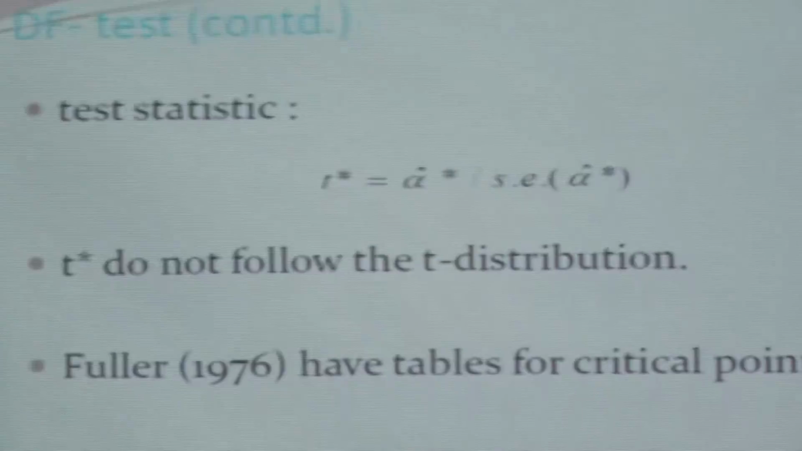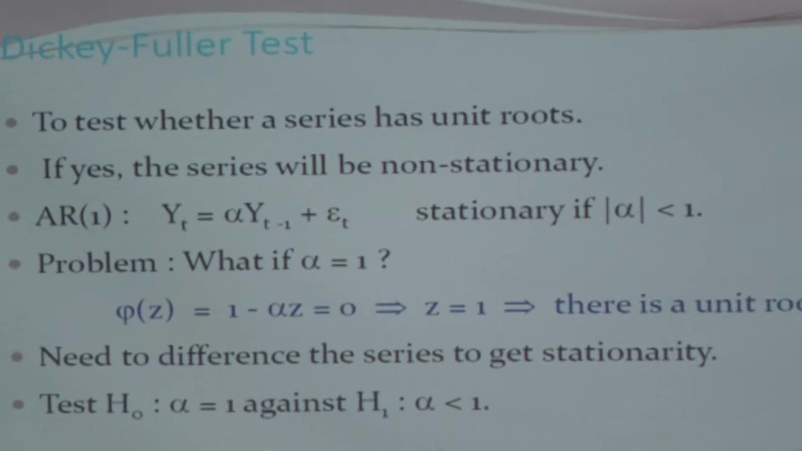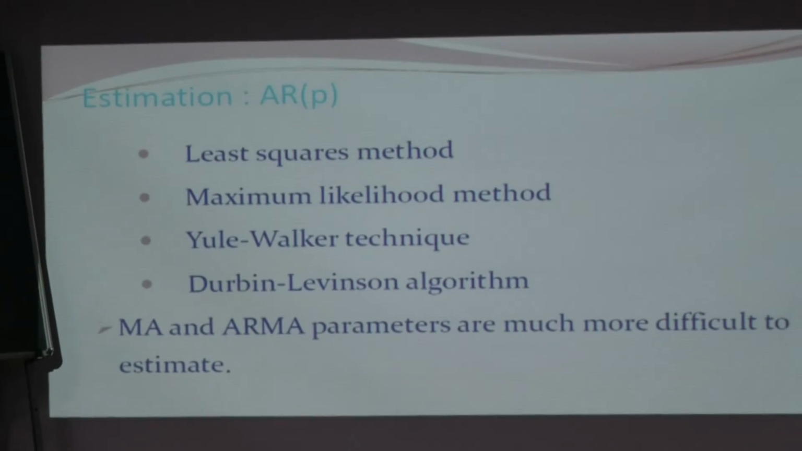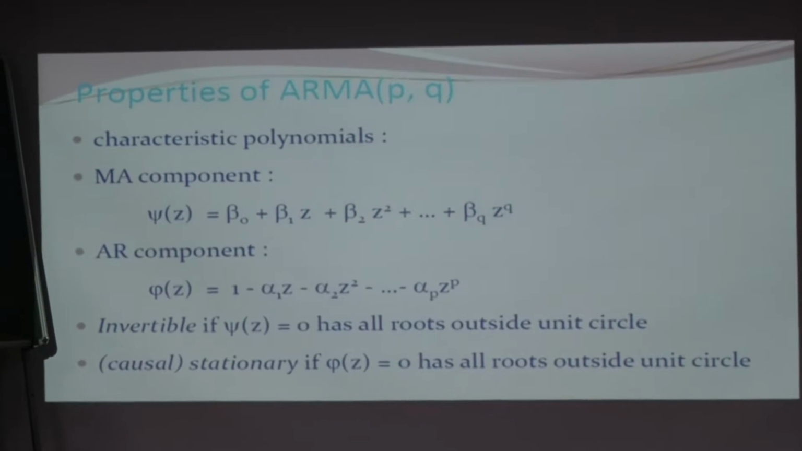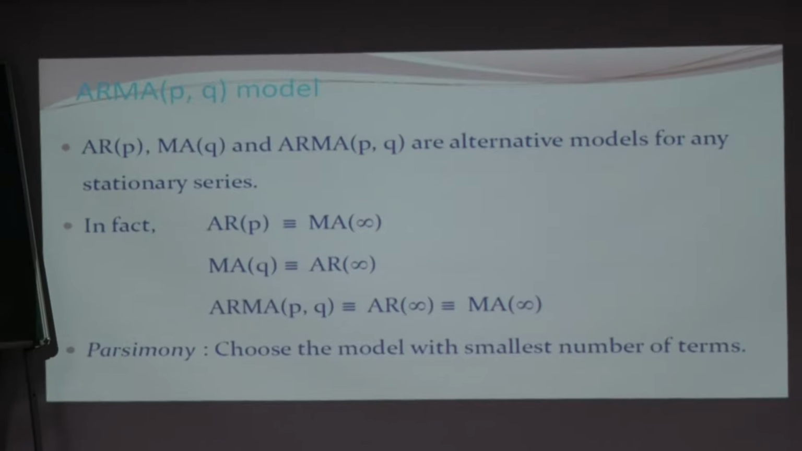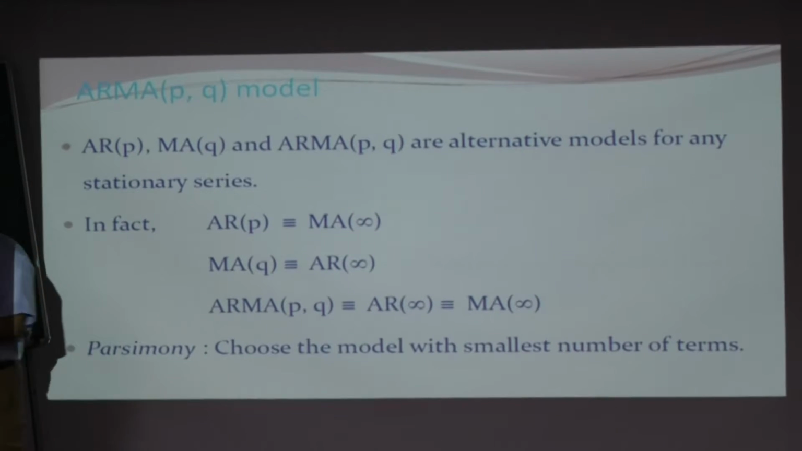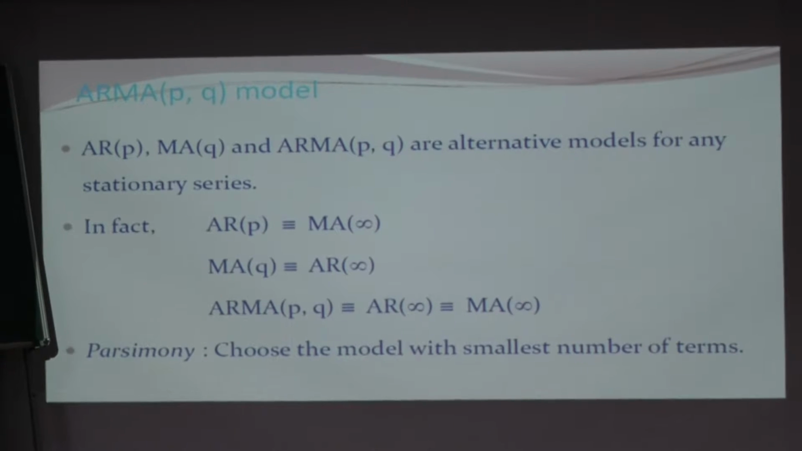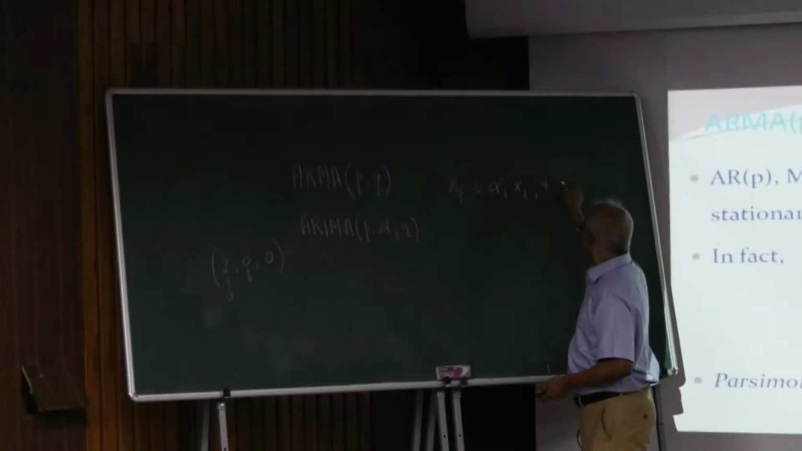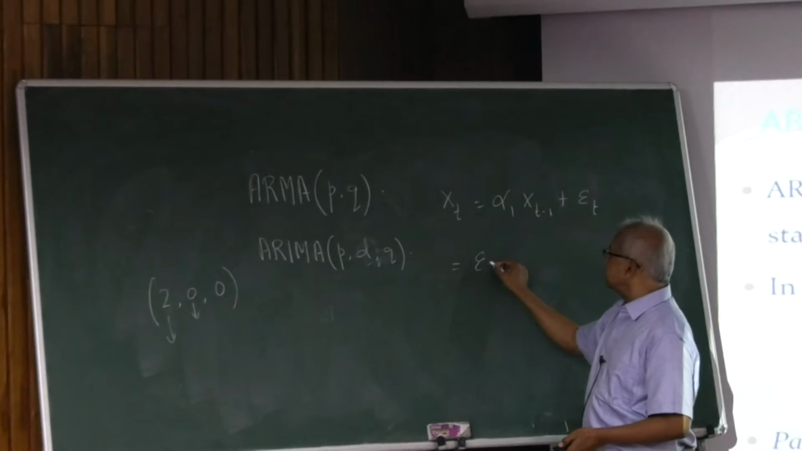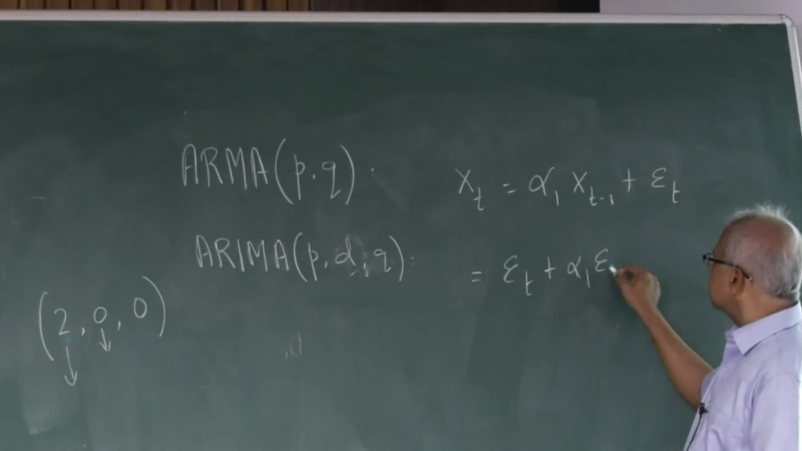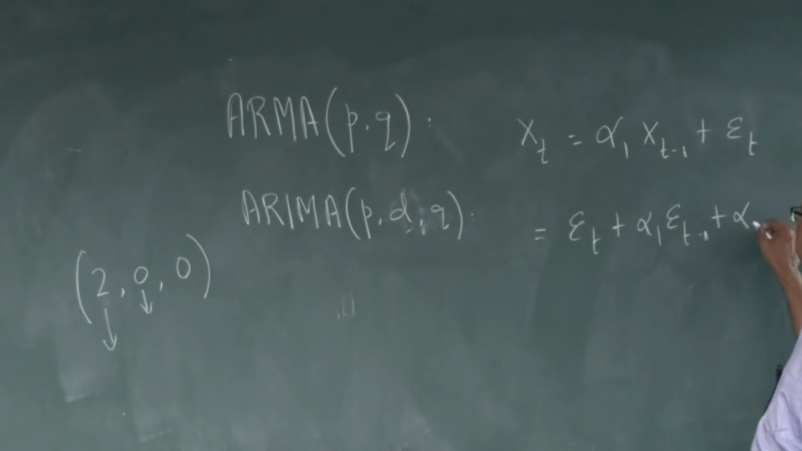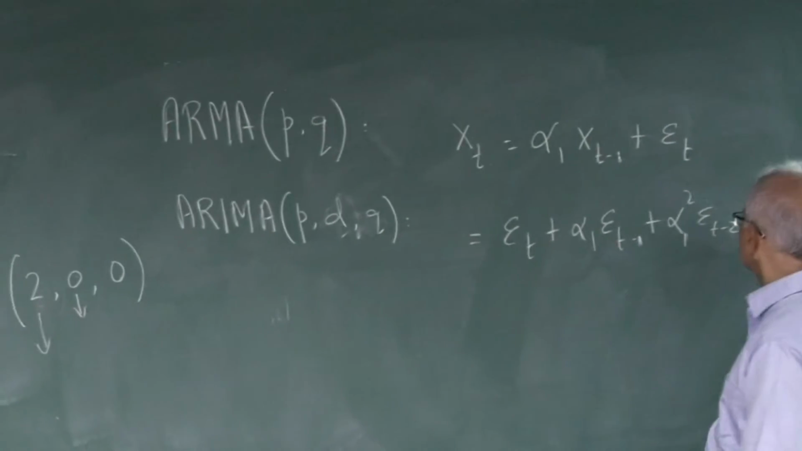Okay, let me go back then. I think I'll concentrate on this now. I showed you right now that you can write, but maybe I just rubbed it out, so I'll rewrite this. I showed you that when you have alpha 1 x_{t-1} plus epsilon t, you can write this as epsilon t plus alpha 1 epsilon t minus 1 plus alpha 1 square epsilon t minus 2 and so on and so forth.